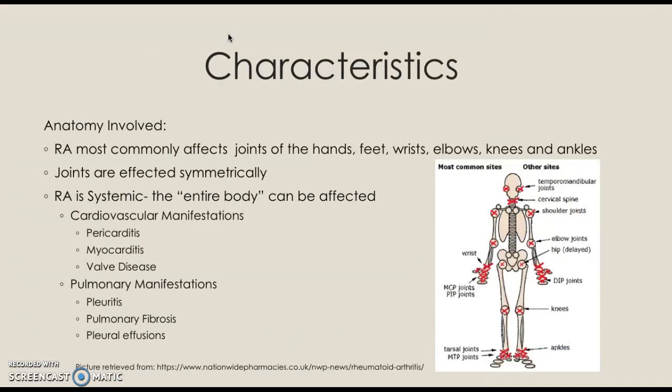Characteristics. Anatomy involved. RA is most commonly found in joints of the hands, feet, wrists, elbows, knees, and ankles. The joints are affected symmetrically, so you wouldn't just have RA in your right wrist, you would have it in both wrists. RA is systemic, so the entire body can be affected.